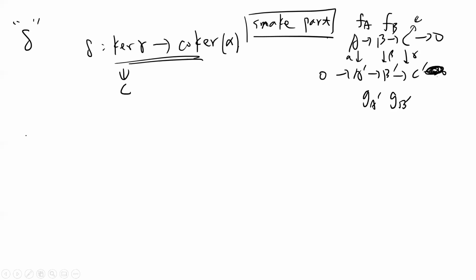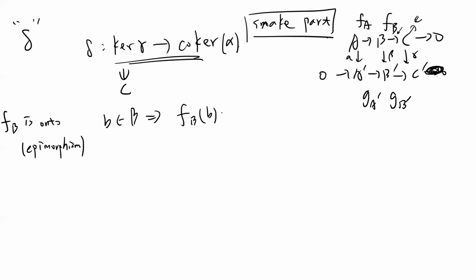So simple enough. So this is onto, right? So basically F B is onto. Or basically if you are a troublemaker, then you can say it's an epimorphism. Yeah, so maybe I will talk about category theory in the future. Yeah, so you can find B belonging to B such that F B of B will be C, right? And we know that beta B will be something B prime, right? And C is in the kernel gamma.